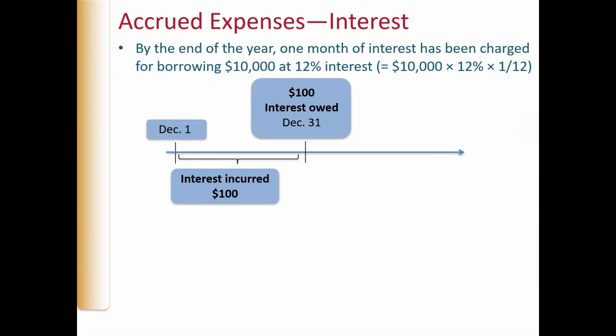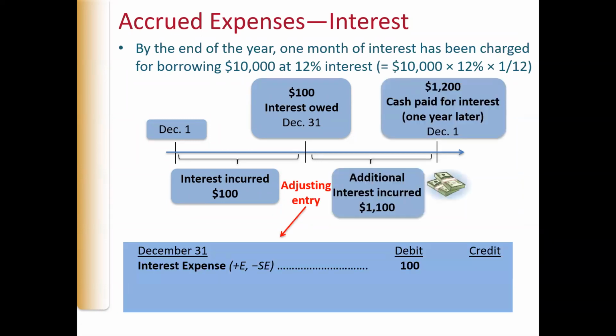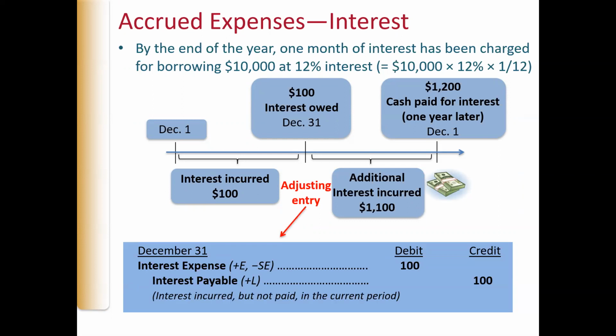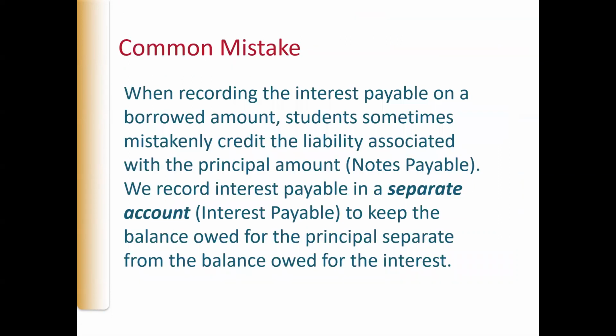What about this one? At the end of the year, 1 month of interest has been charged for borrowing $10,000 at a 12% interest rate. We need to debit our interest expense of 100 and credit interest payable of 100. When recording the interest payable on borrowed amounts, sometimes students credit the liability associated with the principal amount, like notes payable or mortgage payable. But don't do that. We use a separate account called interest payable to keep track of the balance owed for the principal separate from the balance owed for interest.